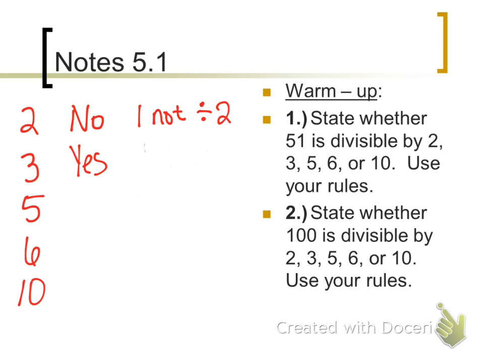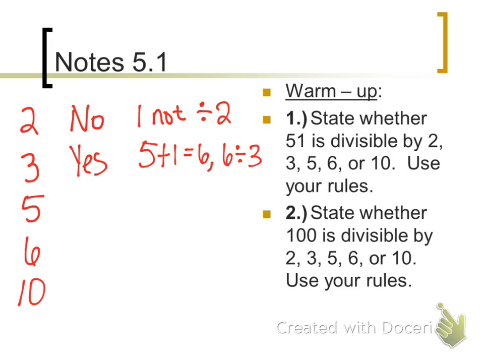May, can you help us out with why? Because 5 plus 1 is 6, and you can divide that by 3. Beautiful. 5 plus 1, the sum of those digits, is equal to 6, and 6 is divisible by 3, which makes the whole number, 51, divisible by 3. All right. Moving on to the next one.